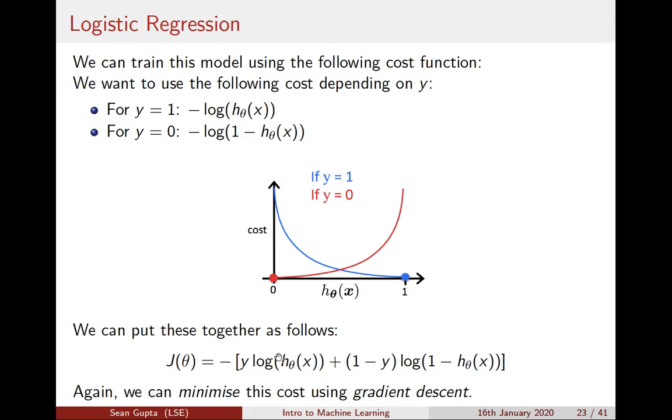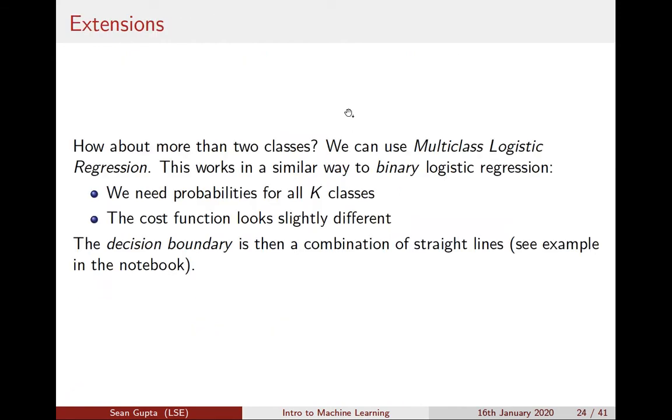If y is equal to 0, this part will fall away. You will be left with this part. So this is how we cover the two cases. And we want to minimize this. And gradient descent is the easiest way of doing it. Okay, so this is for two classes.